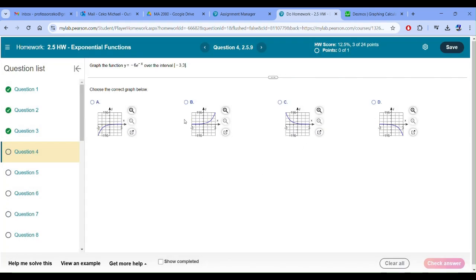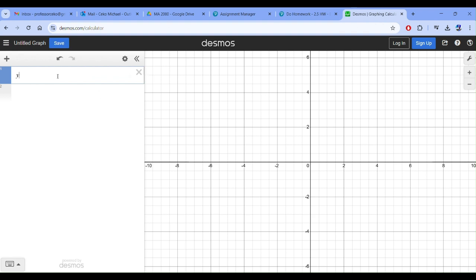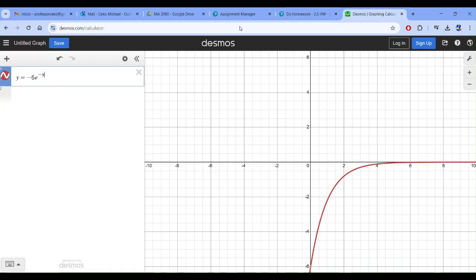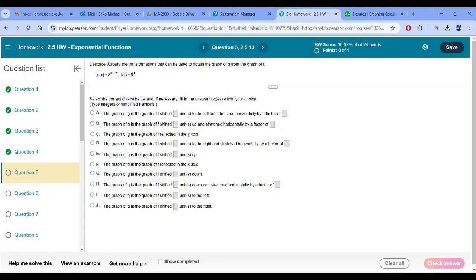Okay, whatever. Let's see. y equals -6e raised to the negative x. That kind of looks like this one. Did it, -6e to the negative x? I think I took it. Yep. Cool. So just a bunch.